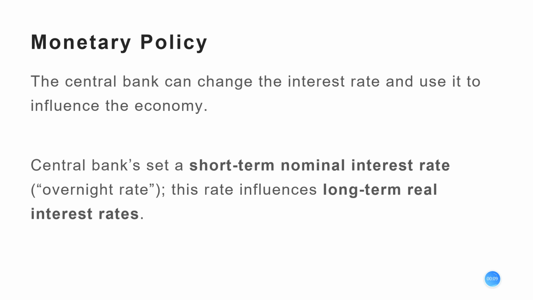So let's talk about monetary policy first. The central bank can change the interest rate and use it to influence the economy. This is called monetary policy. And the central bank sets a short-term nominal interest rate, which is the overnight rate. This rate influences the long-term real interest rate.